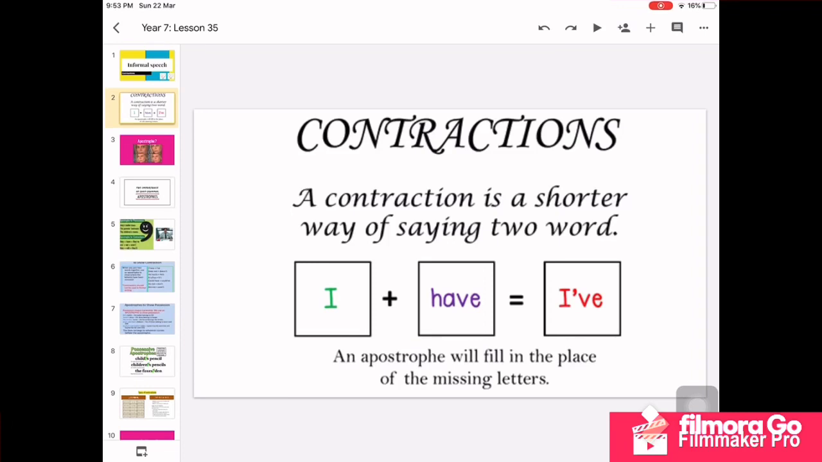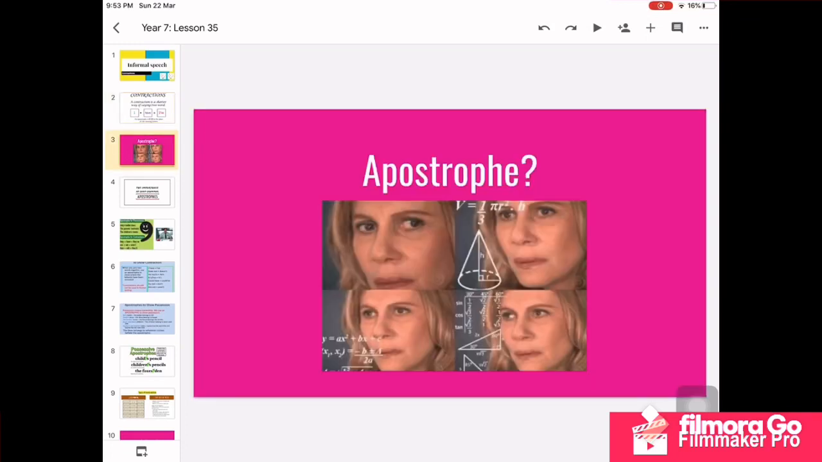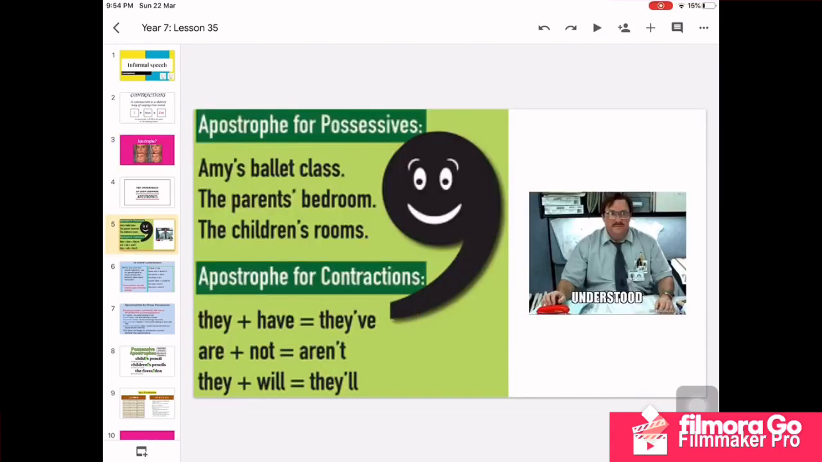For example, over here we have H-A-V-E. So if you want to remove H-A over here, you can replace those letters by inserting an apostrophe. So what is an apostrophe, and what is the function of an apostrophe? An apostrophe over here will fill in the place of the missing letters. So you might ask, what else is an apostrophe used for?